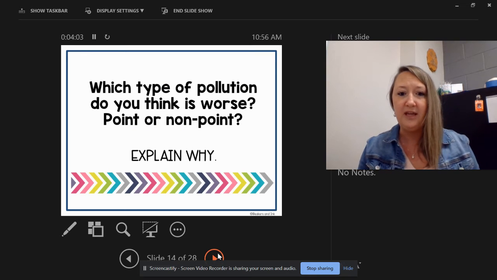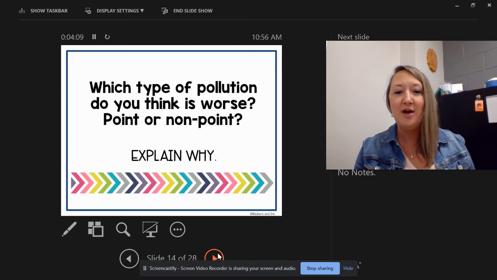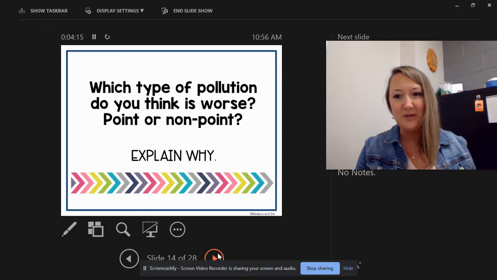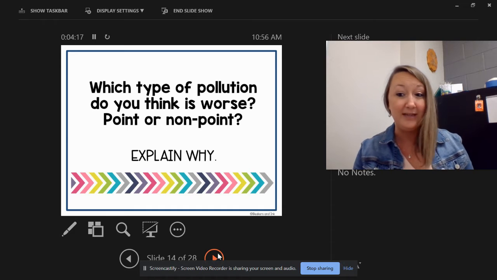Which type do you think is worse, point or non-point pollution? Point or non-point pollution, which one is worse? I think that non-point source pollution is worse because we can't pinpoint an exact place where we need to fix.